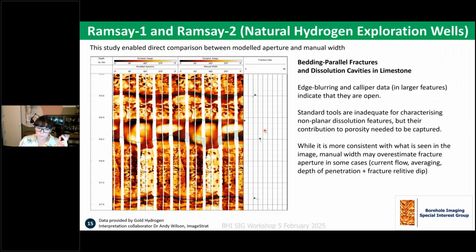These are bedding parallel fractures, poorly named. They're not really fractures, they're dissolution cavities in limestone. And yeah, so the modeled aperture of these is very small, and for the measured width, it's relatively straightforward to pick the top one, but how are we going to pick this lower one here? You're really having to make a call for what that might look like in your final data.